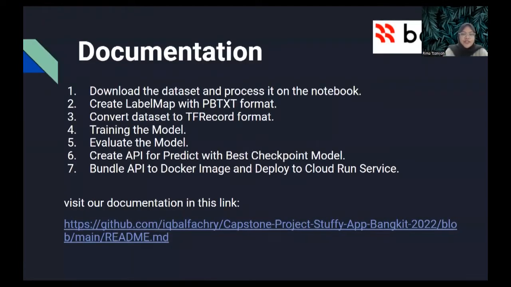And this is our documentation. The first thing we do is download the dataset and process it in the notebook. Then we create a label map in PBTXT format. The third, we convert the dataset to TFRecord format before finally doing the model training and model evaluation. Next, we create an API for prediction with the best checkpoint model, then bundle the API into a Docker image and deploy it to the Cloud Run service. And also, you can visit our documentation at the link listed in the video.